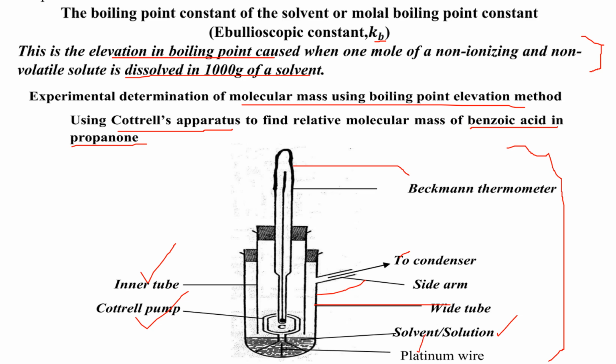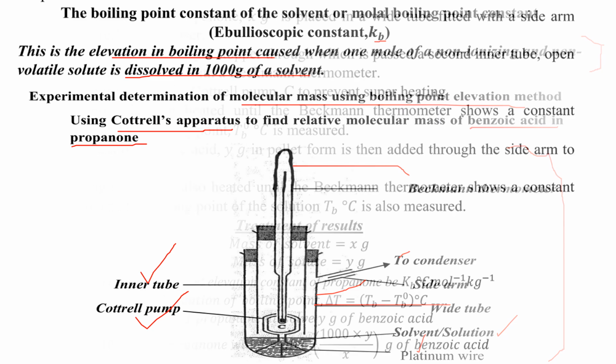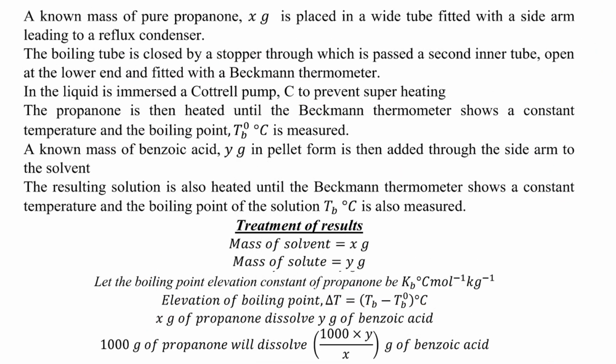So let's look at the procedures. Number one, a known mass of pure propanone. Now remember that propanone is our solvent. So this side we used a given example. In the questions that you are going to be asked, you are also supposed to specify that solvent. The solvent comes first. A known mass of a pure solvent, we specify it as X gram. It's going to be placed in a wide glass tube, a wide tube fitted with a side arm, just like we saw in the diagram.